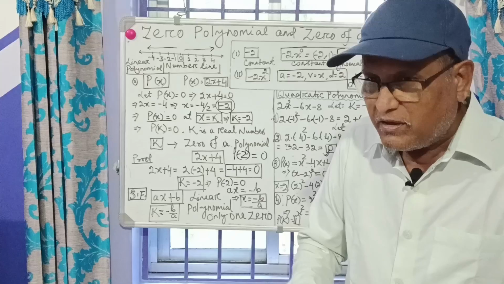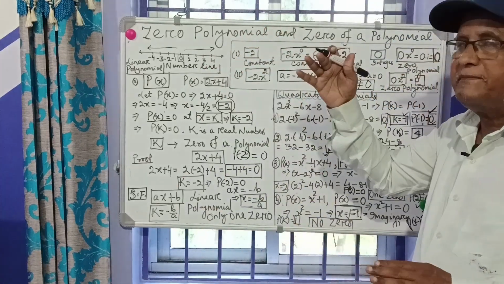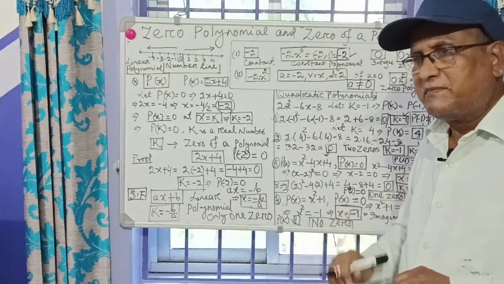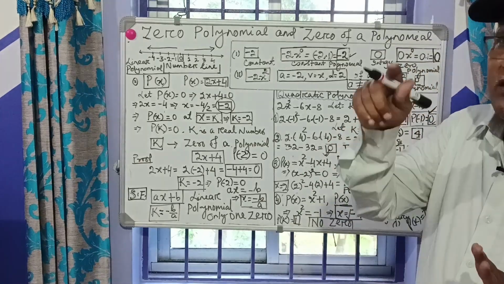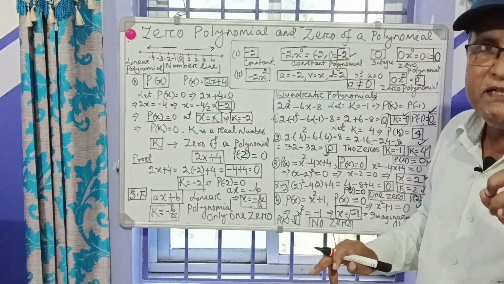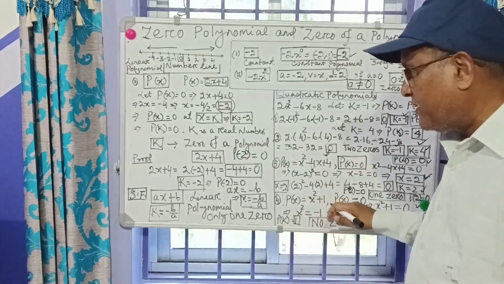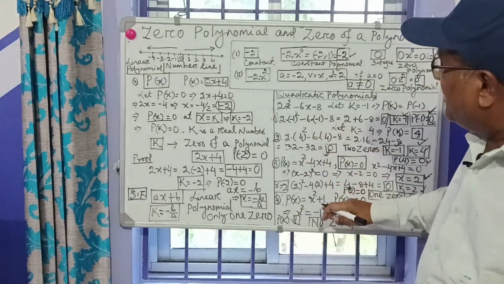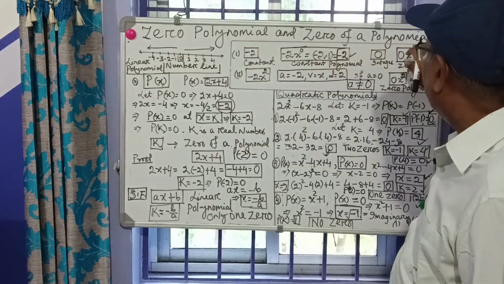We have already discussed in graphical representation that the parabola may intersect the x-axis at 2 points. So there will be two roots. And if the parabola intersects the x-axis at 1 point, that polynomial has only one zero. And the parabola may not intersect the x-axis. Here, the polynomial has no zeros. So this is the basic concept about zero polynomial and zero of a polynomial.